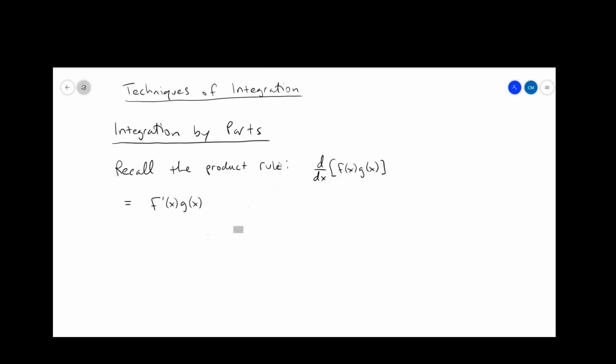In fact, let me write this a little bit differently. I'm going to do it like this instead. I'm going to say f of x, g prime of x, plus g of x, f prime of x. Right, so that's the product rule. So what I want to do here is integrate both sides of this. Okay, I'm going to integrate both sides of this equality here.